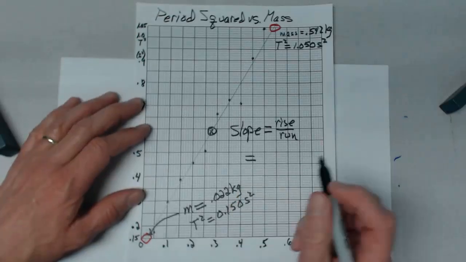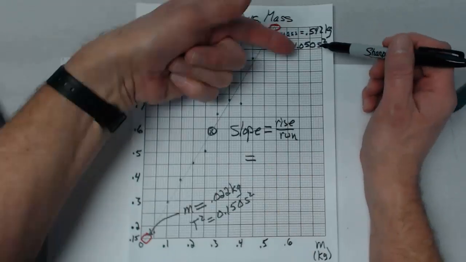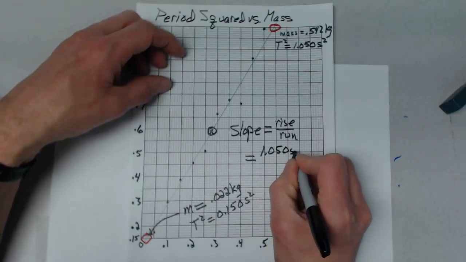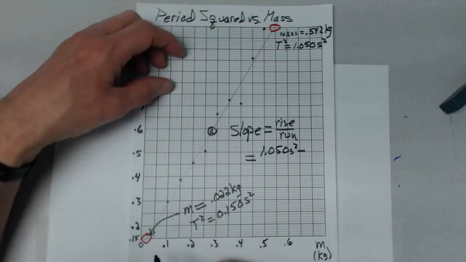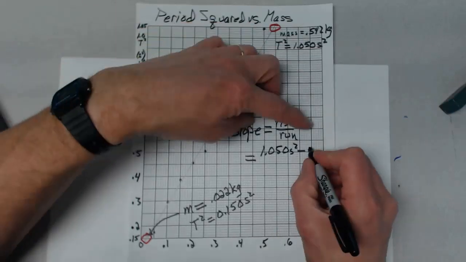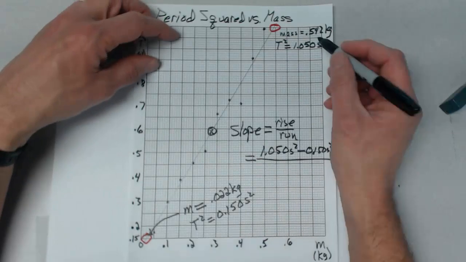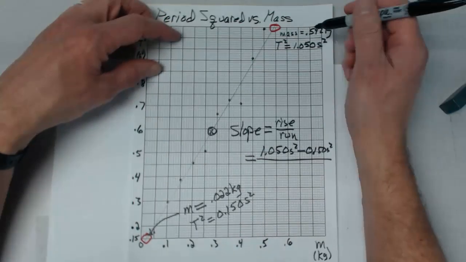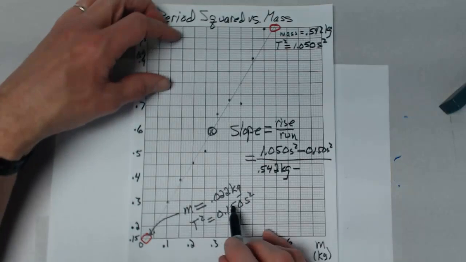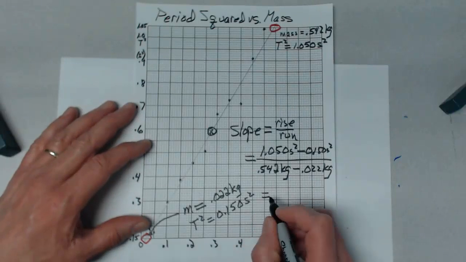the slope will equal. The rise is the difference in t-squared values. The top one is 1.050 seconds squared. The bottom one is 0.150 seconds squared. That's the rise. The run is 0.542 kilograms, the bigger of the two values, minus the lesser of the two, minus 0.022 kilograms. I've got enough to calculate the slope here.